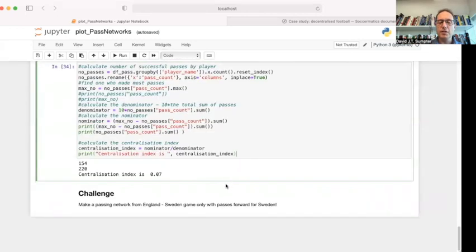And what you need to do in the challenge is create a mask so that you mask out certain passes, so that you only have passes where there are forward passes. And Alexander, who made this challenge, suggests you do it for Sweden instead of England. So have a go at that, and good luck.